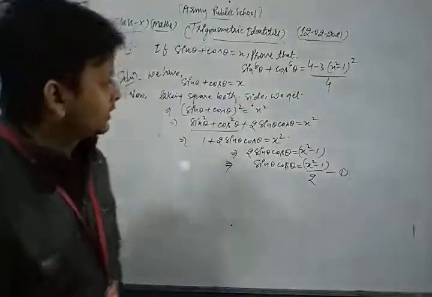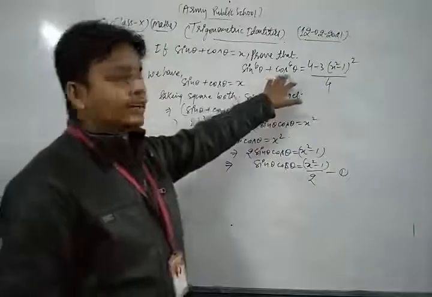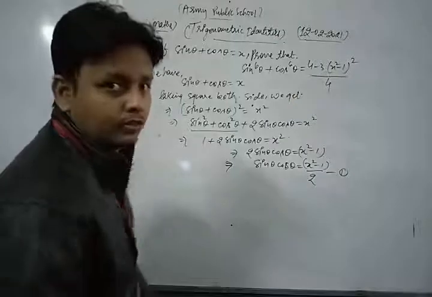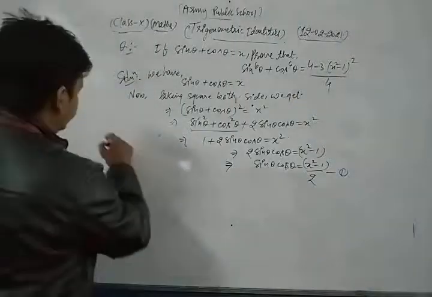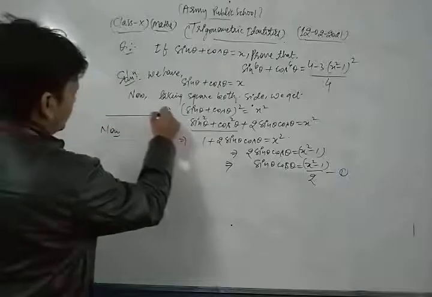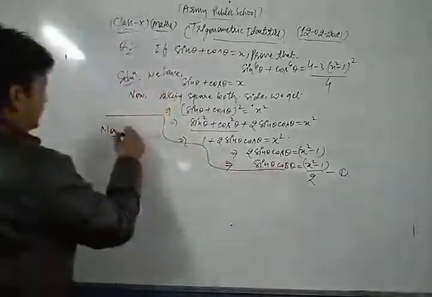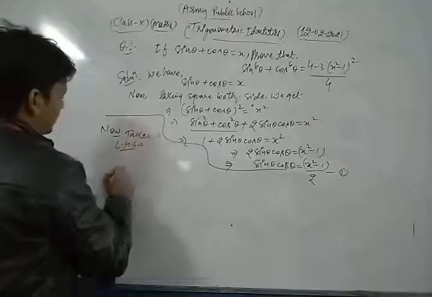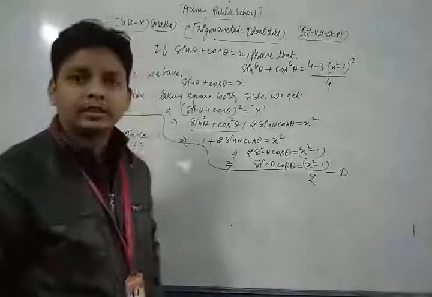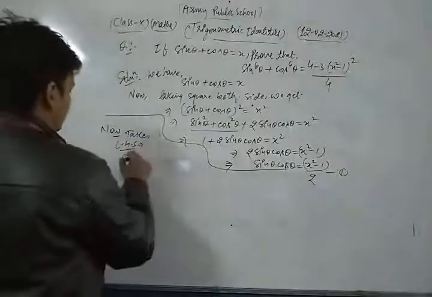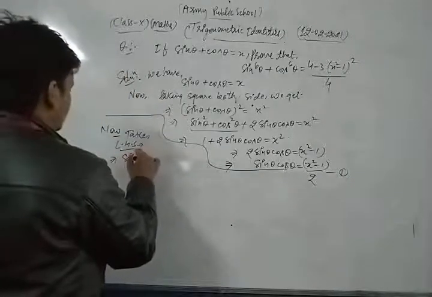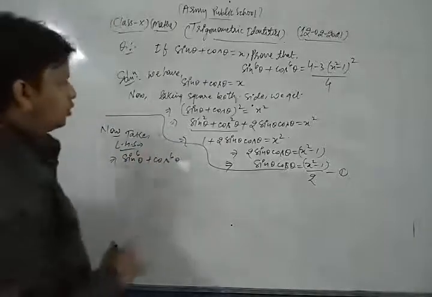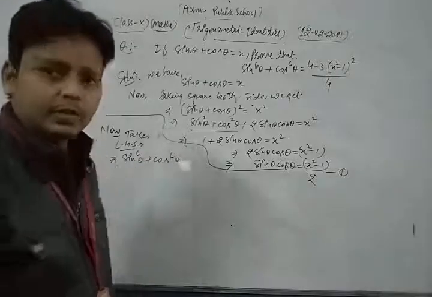Now what I do, let's see. Now we take the left hand side of the given question, because we proved that this is equal to this now, so we are taking left hand side. Take the left hand side of the given question, which is sin 6 theta plus cos 6 theta. So first of all we write the given expression in this way.